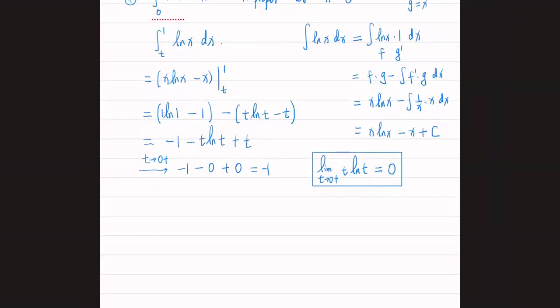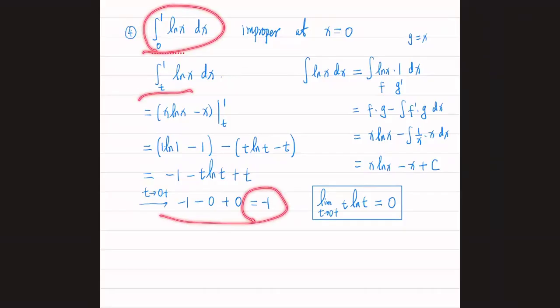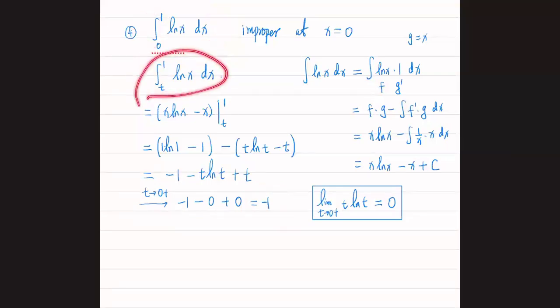Okay, now we found that this limit exists, so we conclude. Sophia, what's the conclusion about this one? Convergent or divergent? We found the limit. Convergent. Yes, the limit exists, so this is convergent.